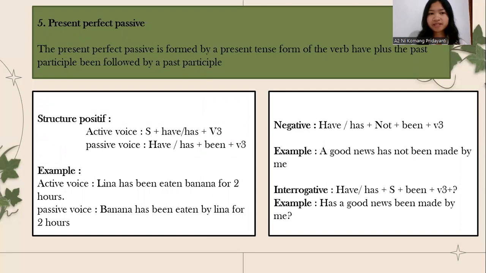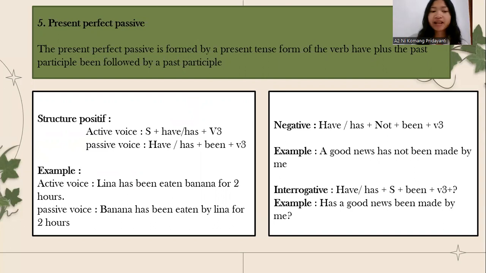And then for present perfect passive. The present perfect passive is formed by a present tense form of the verb have plus the past participle. For the structure, active voice: subject plus have or has plus verb 3. And then for the passive voice: have or has plus been plus verb 3.